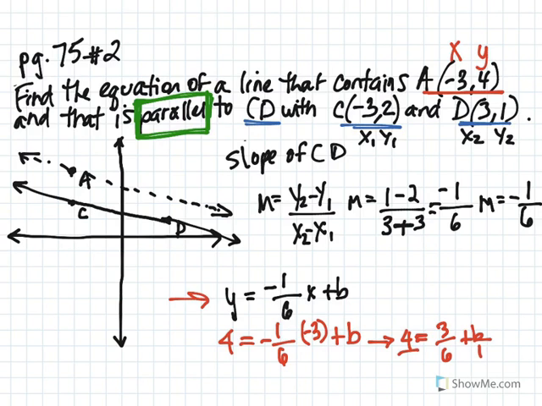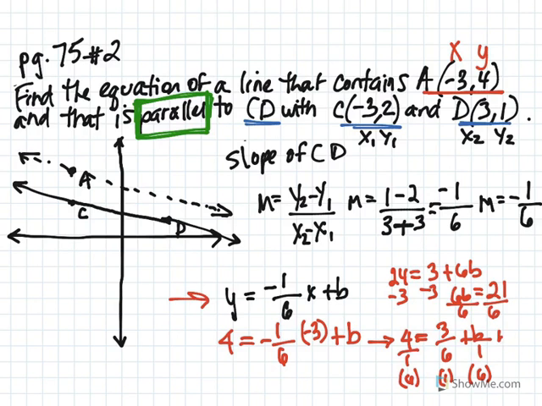So I'm going to put everything over 1 so I can do my denominators. And I get 24 equals 3 plus 6b. Subtract 3 from both sides. I get 6b equals 21, divided by 6, divided by 6. B equals, let me do a calculator real quick. 21 divided by 6. 3.5. Okay, great.